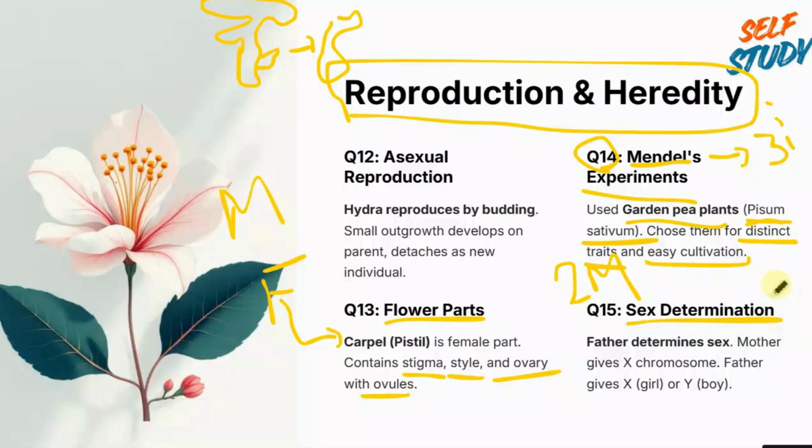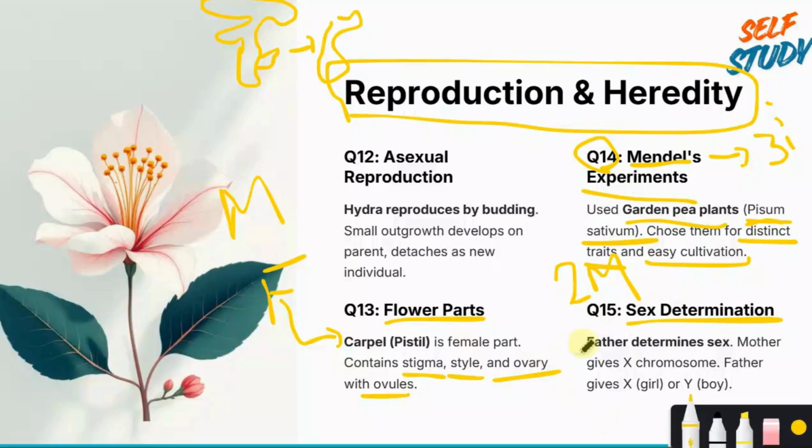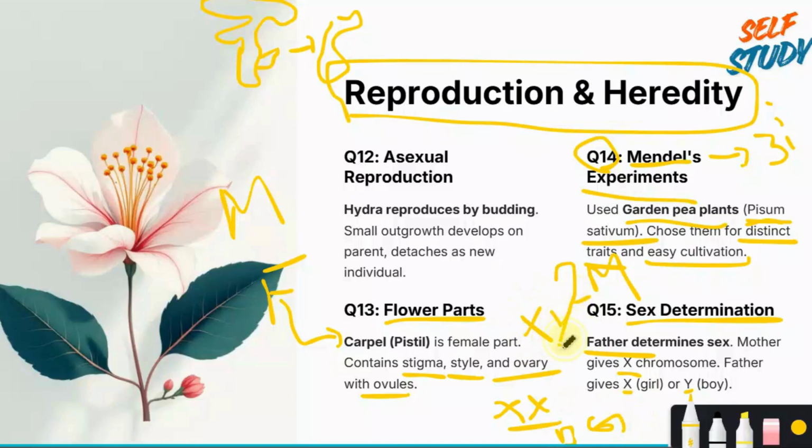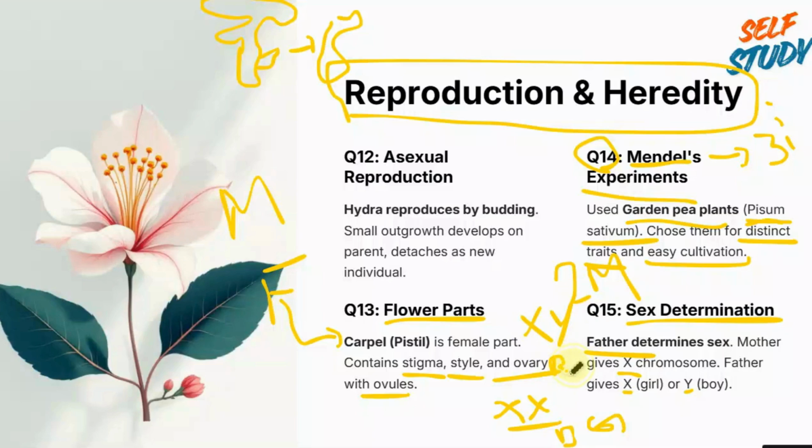And sex determination, one of the important as well as most repeated questions in all the examinations of grade 10. Who determines the sex of a child? Generally, the father determines the sex of a child because the father contains two sex chromosomes, X and Y. The mother only contains X chromosomes. Generally, the mother always releases X. If the father releases another X, it is a baby girl.